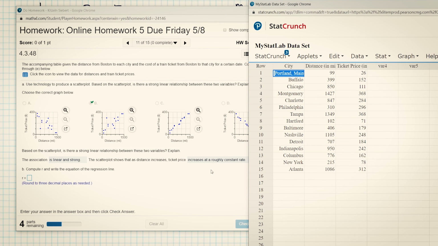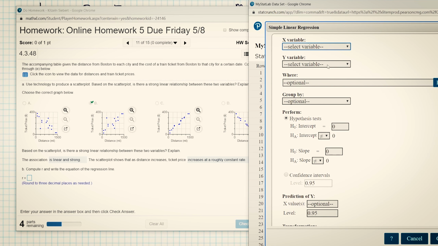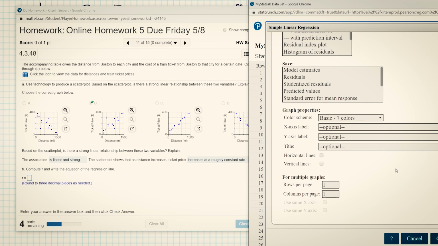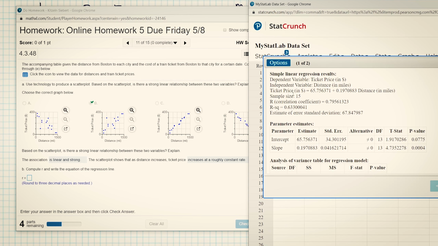Okay, now the next thing it wants us to do is to compute R, the correlation coefficient, and also to write the equation of the regression line. So in stats, there is a regression option, and we're going to choose simple linear regression. The predictor variable is going to be distance, and the response variable is going to be price. Then there are a lot of other options. I'm just going to leave these all set on default. All we really care about is choosing the x variable and the y variable. And then it gives it to us right here.